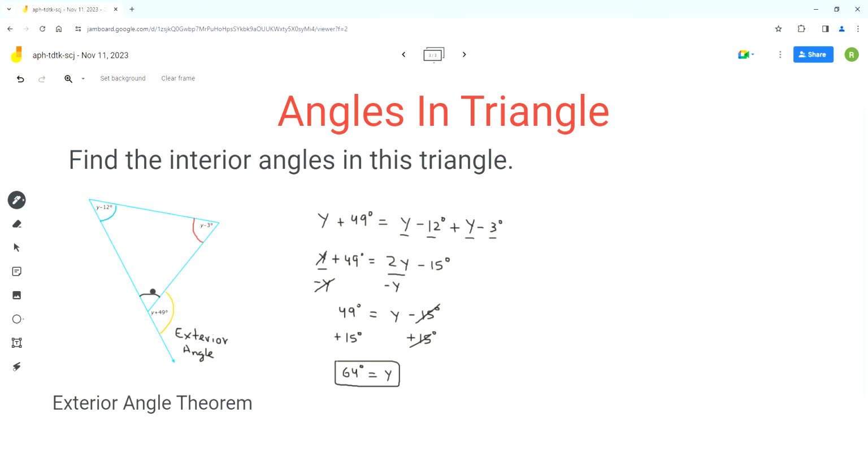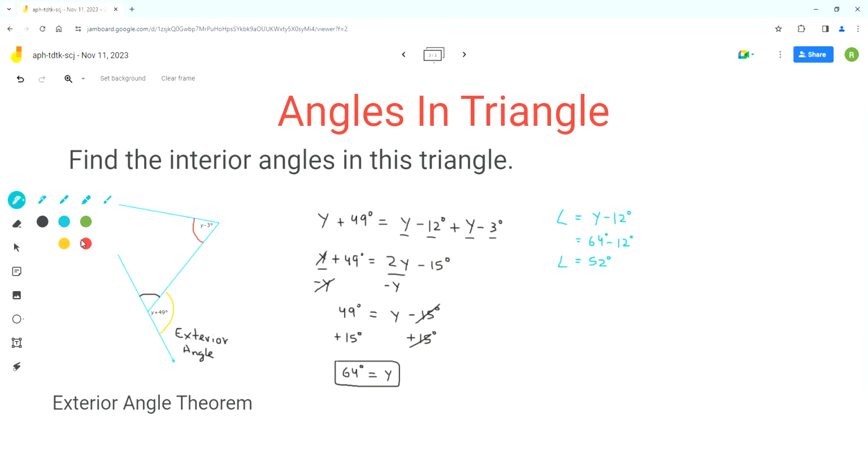So I'll use the same color for each of the angles. So let's start with the blue angle. So the blue angle is y minus 12 degrees. So we'll sub in y as 64 minus 12 degrees. So I get 52 degrees. So that's the measure of the blue angle.